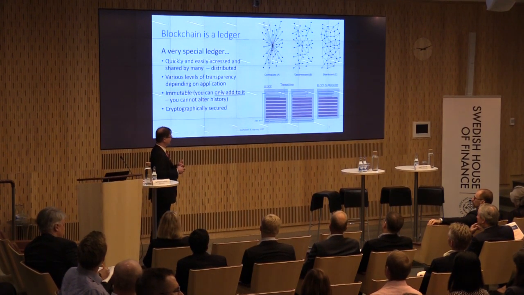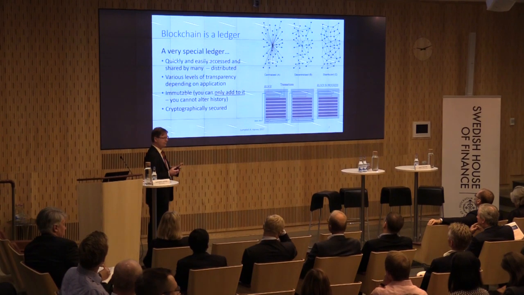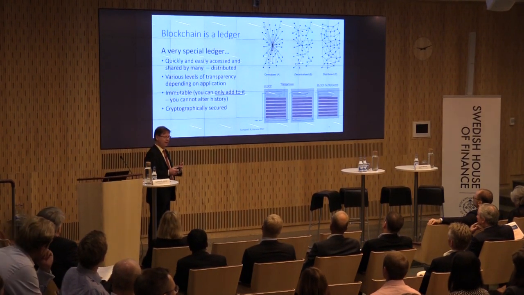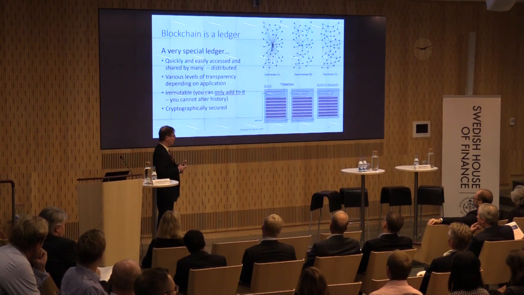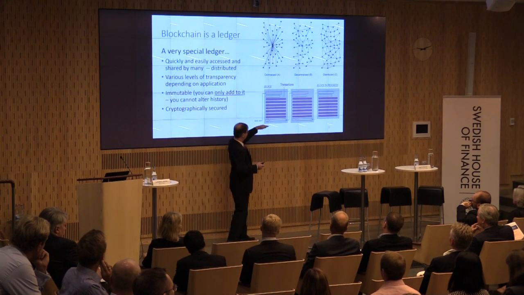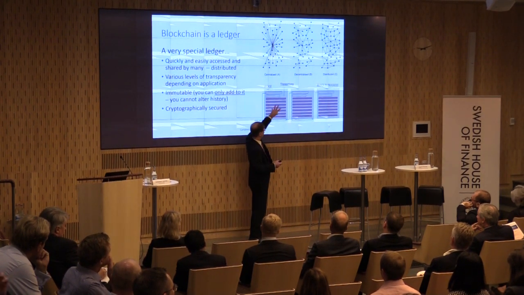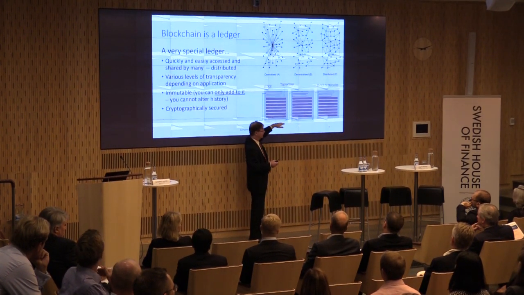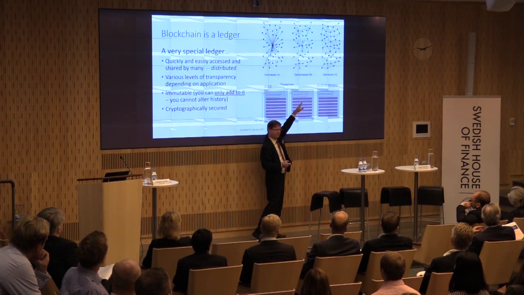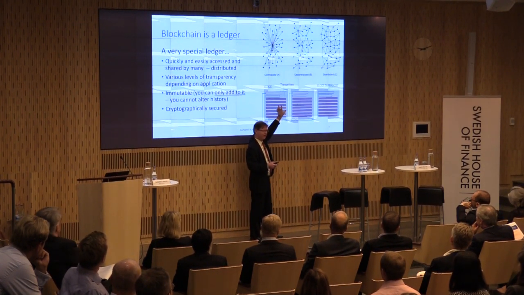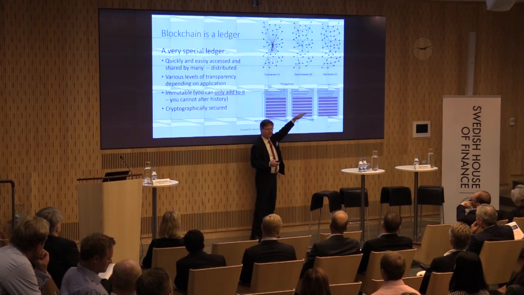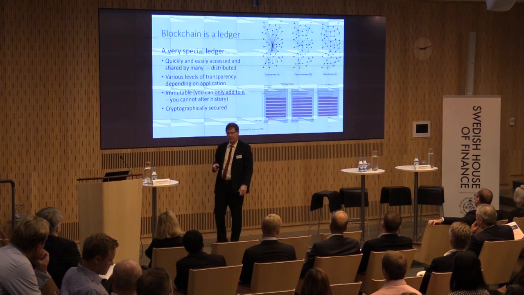And the last key property is that it's cryptographically secured in a very special way. I'll go through the details here, but essentially there's a link from the last line. We group transactions into blocks, and there's a link between the last line and the first line of these blocks that are side by side. So that's the chain aspect of this ledger.